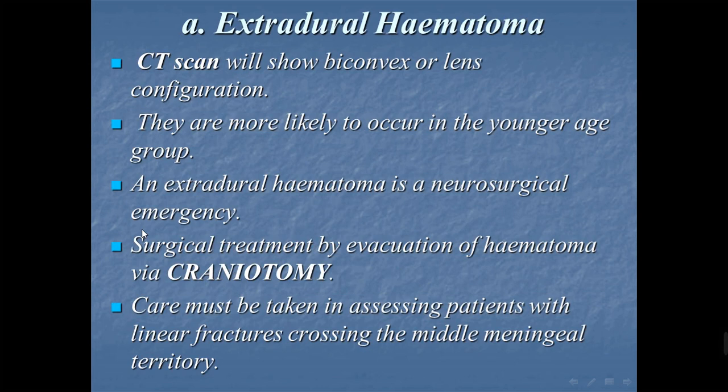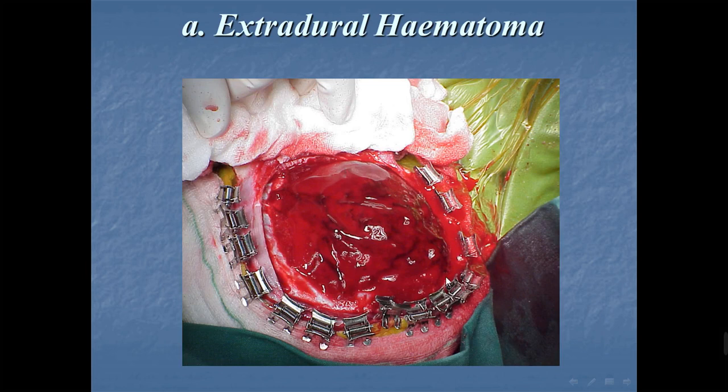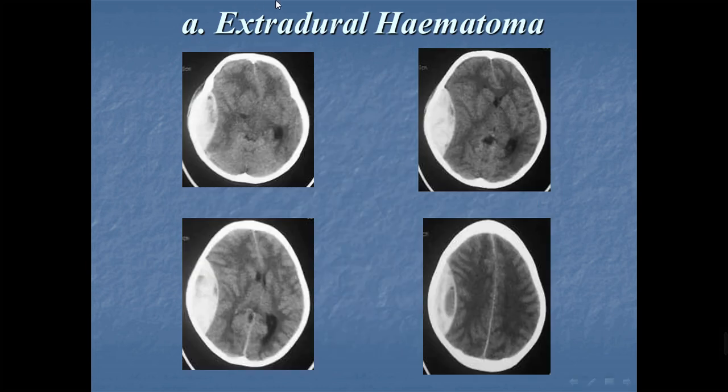Now, one of you will ask me, what do you mean by this biconvex or lens shape configuration, and why does it happen like this? This is a case of extradural hematoma diagram. You can see the clot here. And this extradural hematoma is opened after surgery. And this is also an extradural hematoma. Now this is a CT scan of the brain showing the lens shape. Why is it lens shape? You can see this is the biconvex or lens shape of the hematoma. Why does it appear just like this? In fact, we have an important thing to mention to you. Let me try.